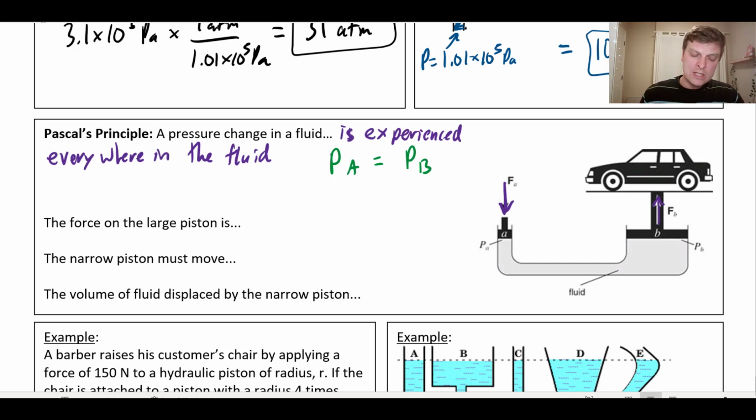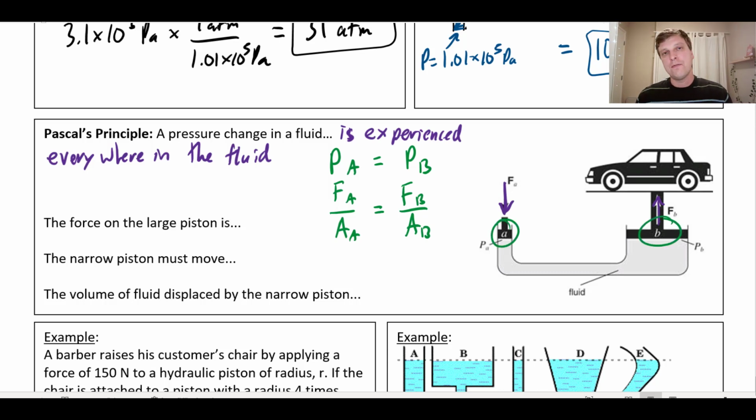Now, what does that mean about the forces? Well, that means that the force at A divided by the area of piston A is going to equal the force at B divided by the area of piston B. Now this sets up something that's a little bit counterintuitive, because since the surface area of piston A is much smaller than the surface area of piston B, the force at piston A will also be much smaller than the force at piston B. So the force on the large piston is much larger.